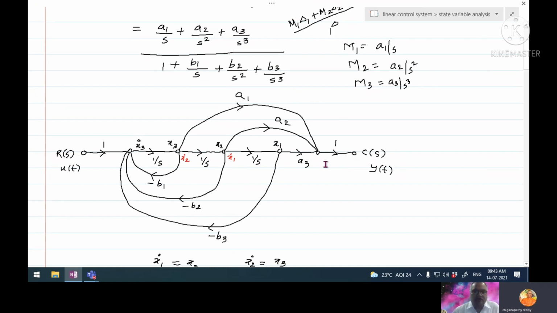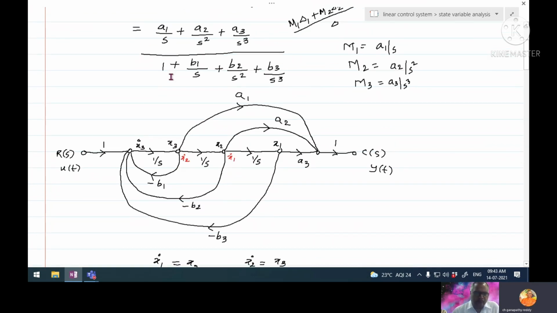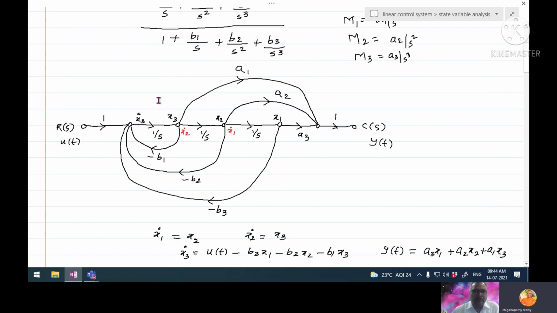In this signal flow graph, this is a third order polynomial. S power 3 means third order. Because of third order, we get 3 state variables, x1, x2, x3. Then this is x3 dot. Between these, if you integrate x3 dot, you will get x3. If you integrate x3, you will get x2. Integrate x2, you will get x1. Because of the integrators, 1 by s, 1 by s, 1 by s.